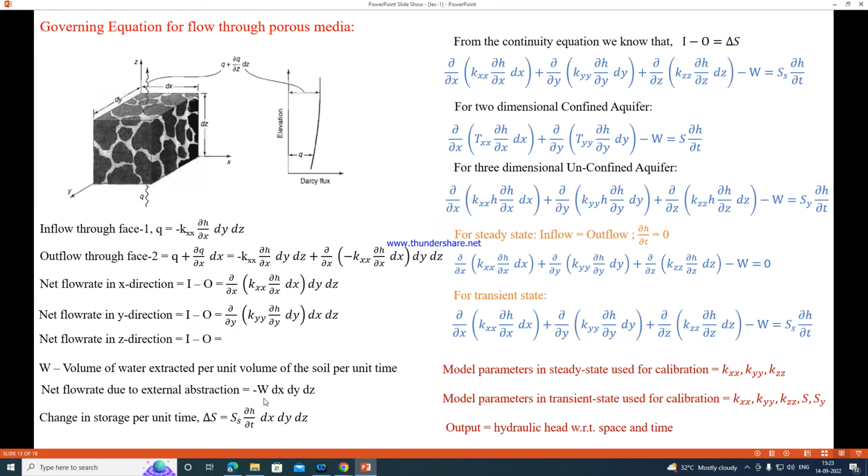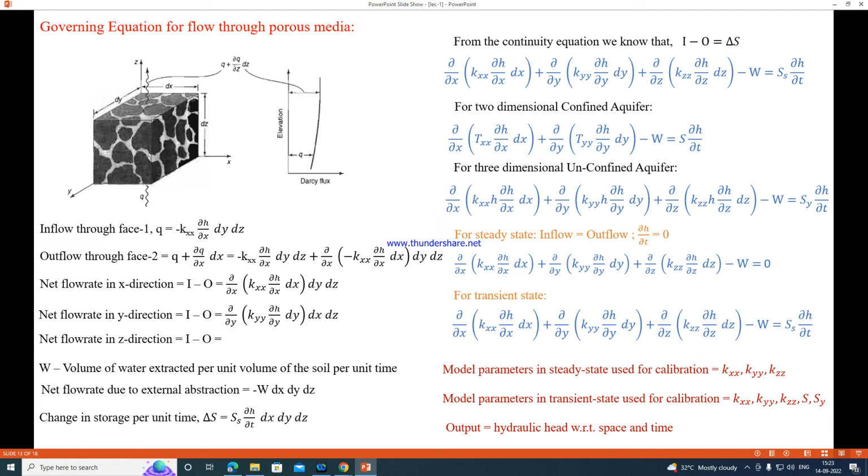This W represents the flux, the recharge, discharge, all these things. If it is minus, it is abstraction. If it is plus, it is recharge into the aquifer. And the change in storage is the specific storage, Ss, times ∂h/∂t into dx dy dz. When you combine this, inflow minus outflow equals change in storage, this is the governing equation which you will be using in MODFLOW.